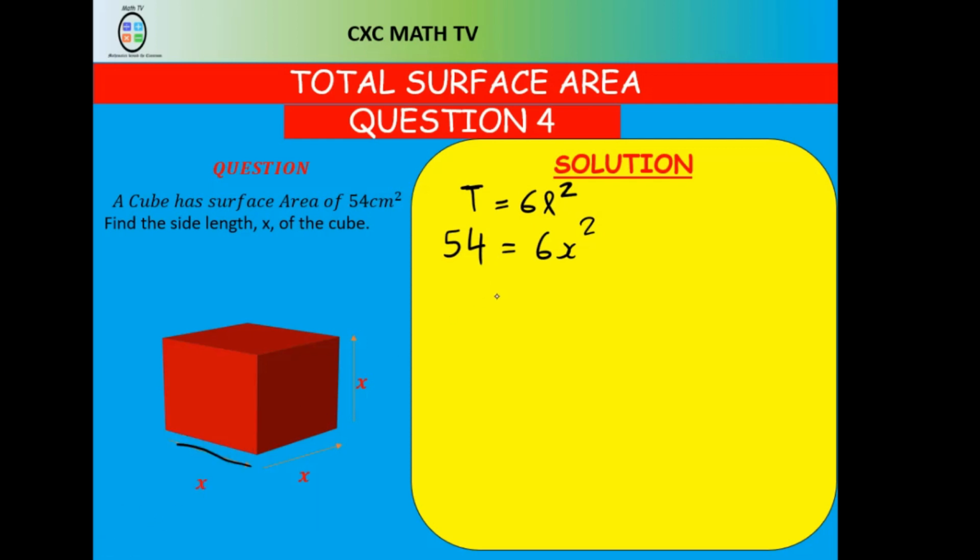What do you do next? You divide both sides by 6. Nice. So in that case, 54 divided by 6 is 9. And now guess what? Now we have 9 being equal to x squared. Now at this stage, it's very easy to find x. We just square root both sides, and so x is the square root of 9. So x is equal to 3 centimeters. So that's it. X is 3. Really, really easy. Alright, nice.